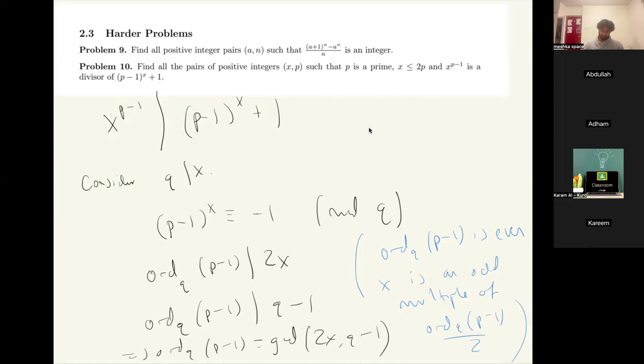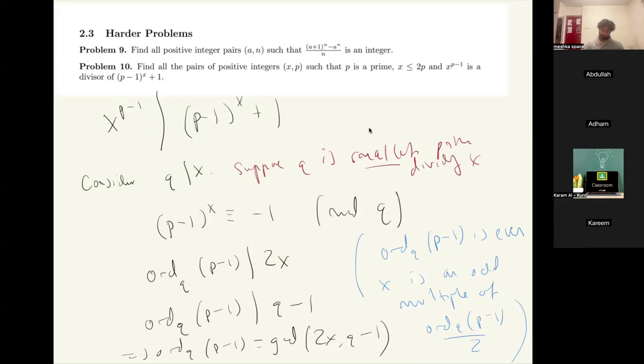Yeah, so it's the same trick as before, right? So we consider q dividing x, and in order to get more information, we assume and suppose q is the smallest prime dividing x. Okay, so now what does it tell us?